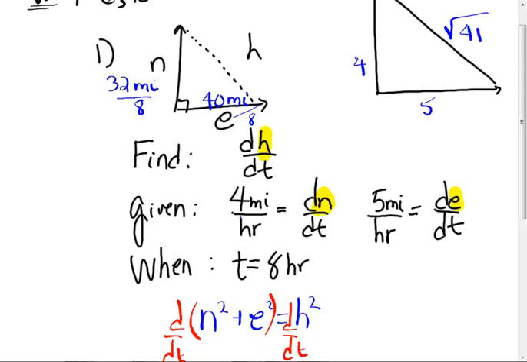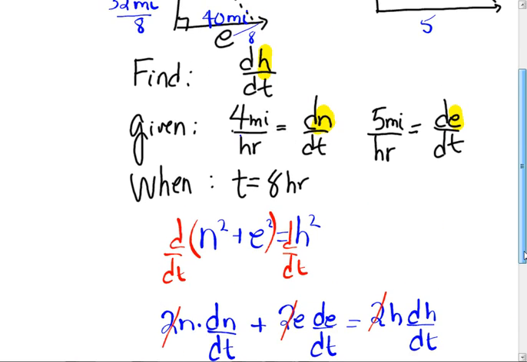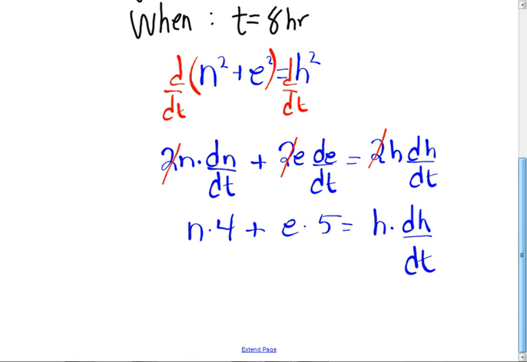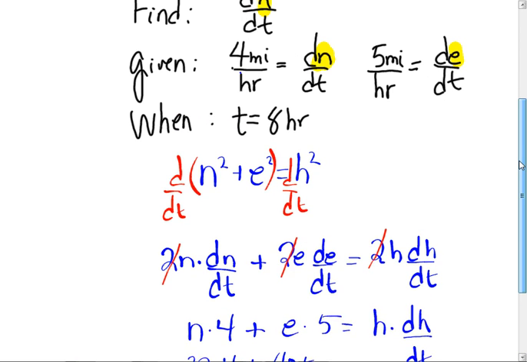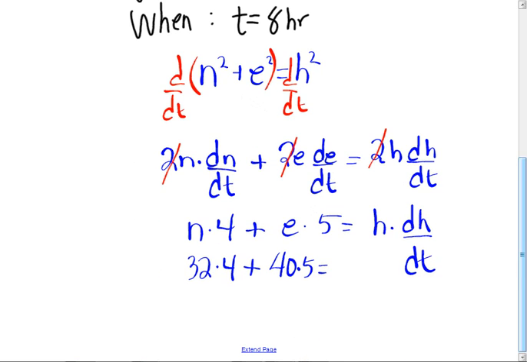Now, don't forget, you have to go back to the other triangle, so you have to multiply it back by 8. So it's 8 square root of 41, and we can put all of our numbers in here. So let's see. N was 32, right? So 32 times 4 plus E was 40 times 5 equals, and that was the ugly number, H was 8 times the square root of 41.